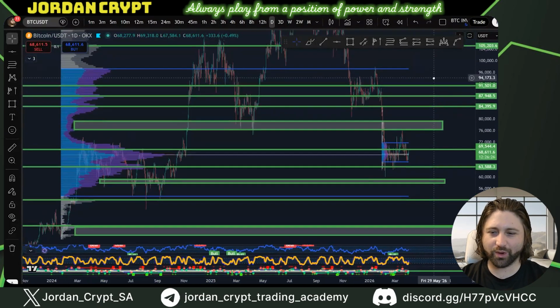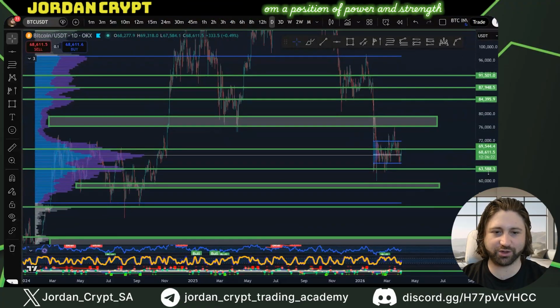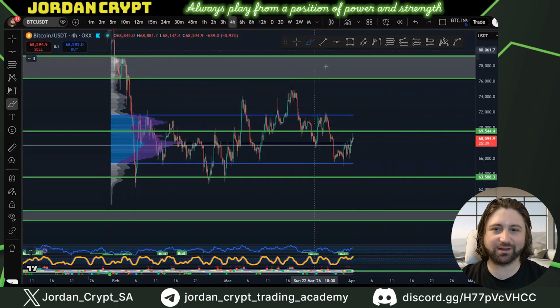Now we are getting a really nice zoomed out picture of where the major levels are for our swing trades. And now zooming back into the 4-hour, we can see just how significant these zones are and take them as zones of interest to look for further confluence.